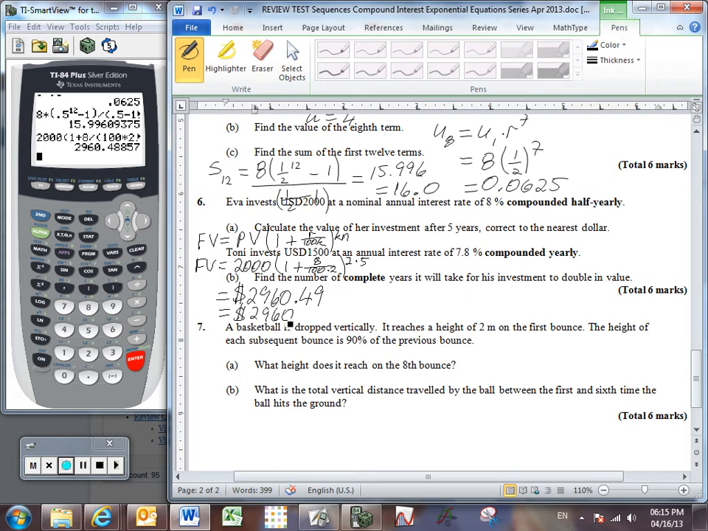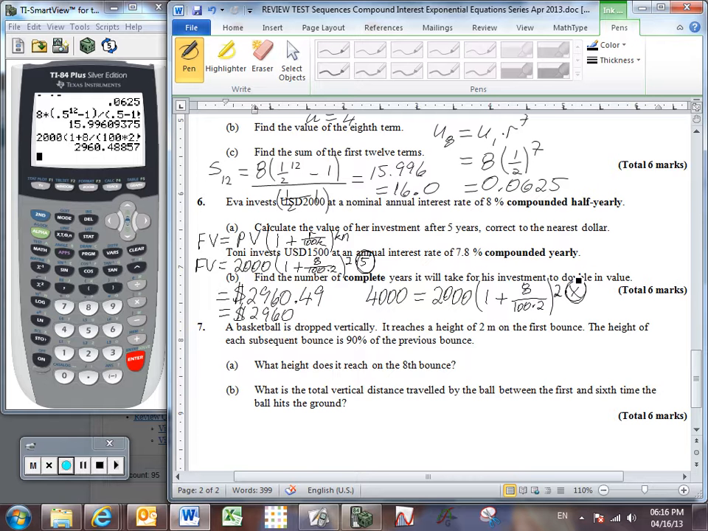And part B, find the number of complete years it will take for his investment to double in value. So the original investment of 2,000 has now doubled to 4,000. So we want to find out, with 8 over 100 times 2, at what point will it have doubled? So I have to write, let's see, doubling, it's compound 2 times x. There we go. Because I had before 5 years, now I've got to replace that 5 with an x, because I'm trying to figure out how many years it will take. So that's the only variable in the equation.